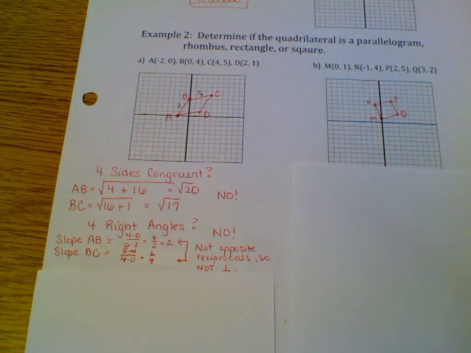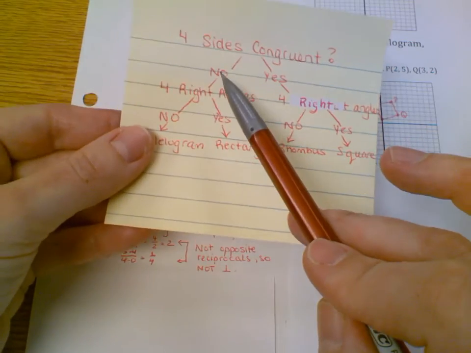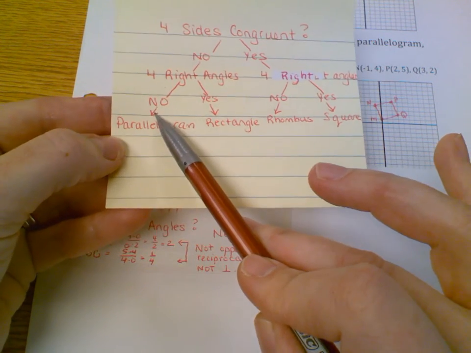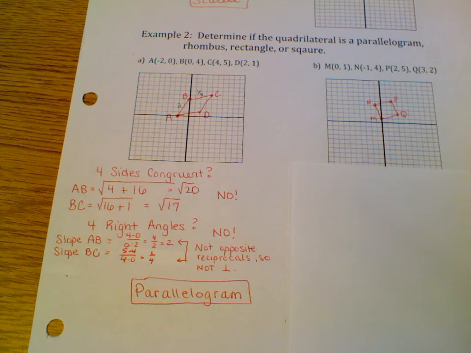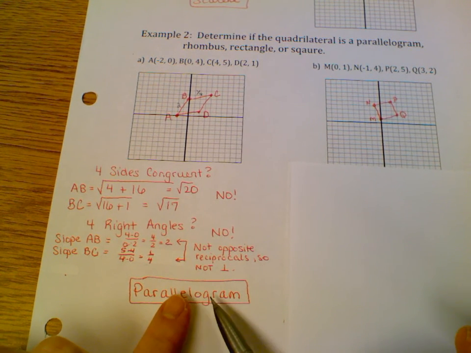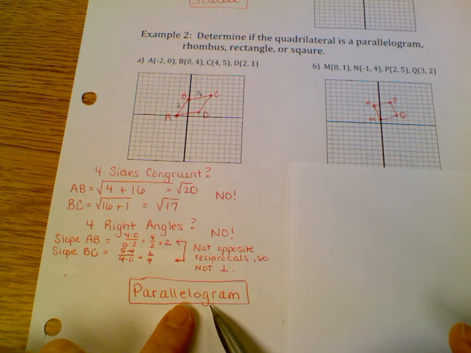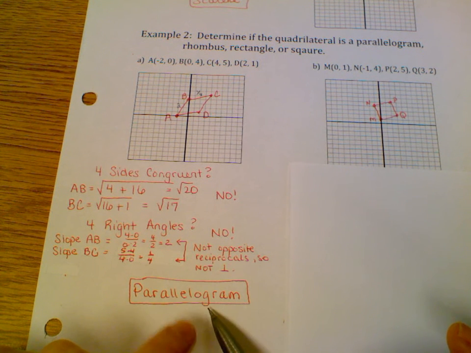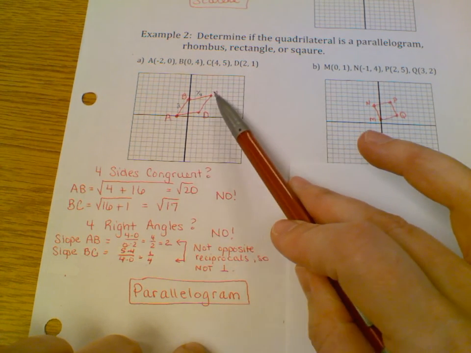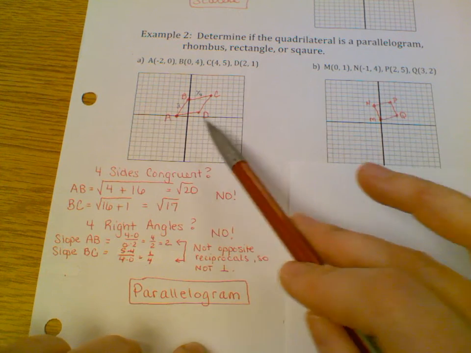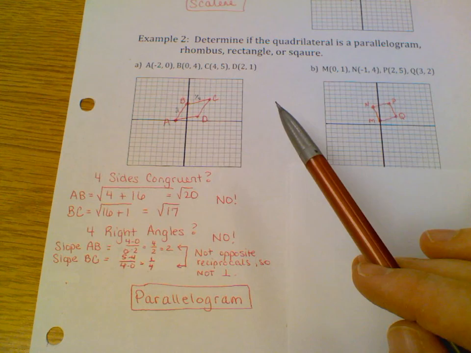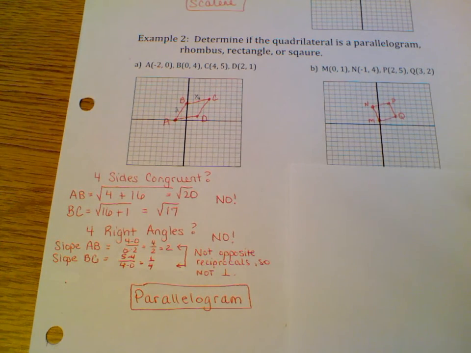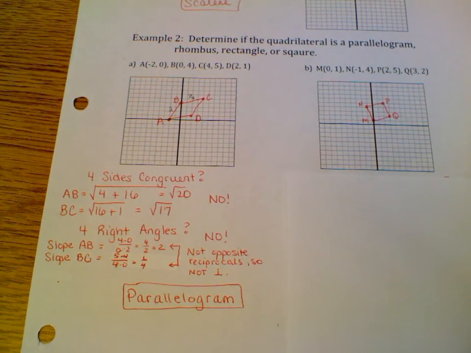So therefore, I answered no to congruent sides, no to right angles, so therefore my answer has to be a parallelogram. Now this goes back to the fact of knowing what each shape is. And so remember, a parallelogram has no right angles, I don't have 4 equal sides, and I don't have 4 equal angles. Okay? Alright, I want you to pause the video and I want you to try the next one.